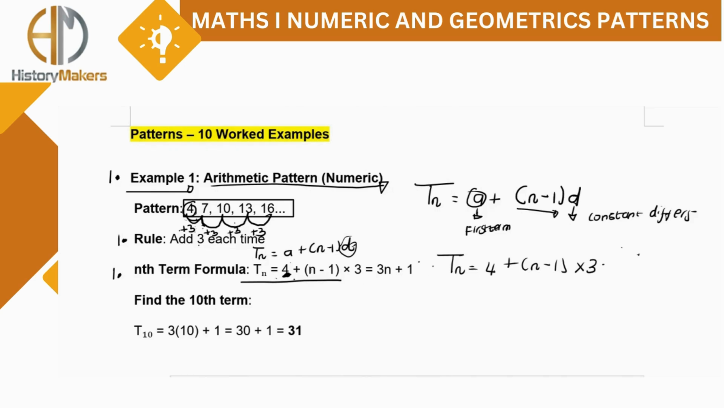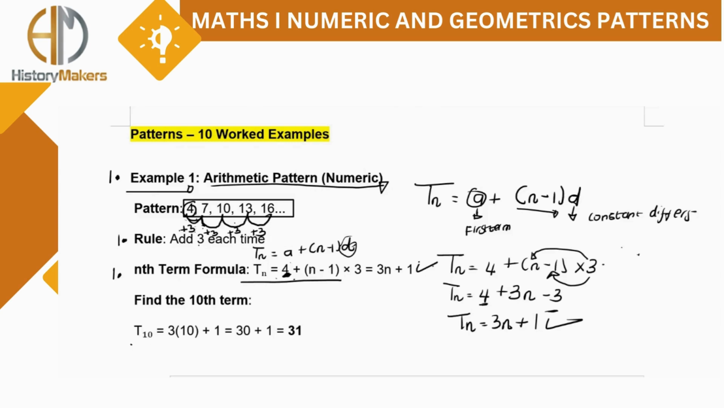So now, our Tn is equal to 4 plus, using the distributive law, 3 multiplied by n, and 3 multiplied by minus 1. We have 4 plus 3n minus 3. We group the like terms. Our Tn will be 3n, and 4 minus 3 is 1, so Tn equals 3n plus 1. So that is how we got this Tn.